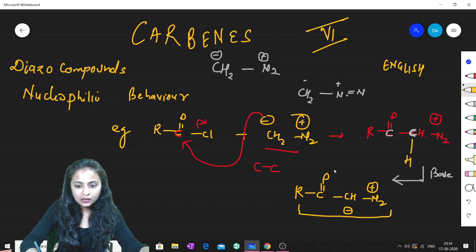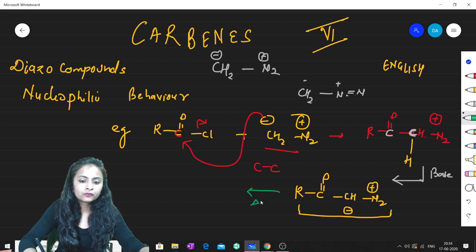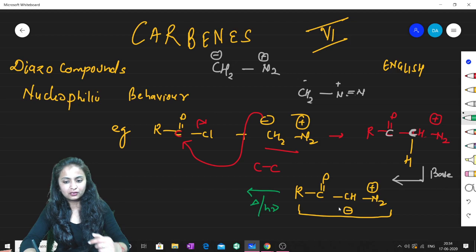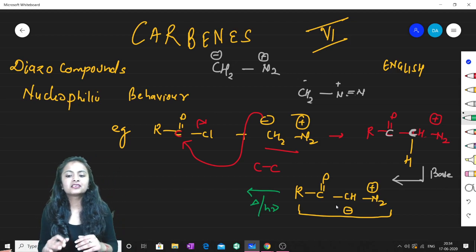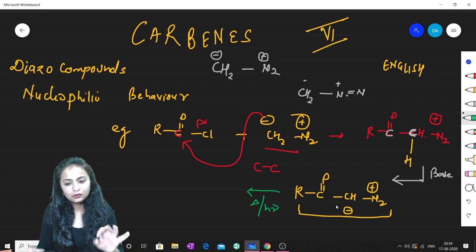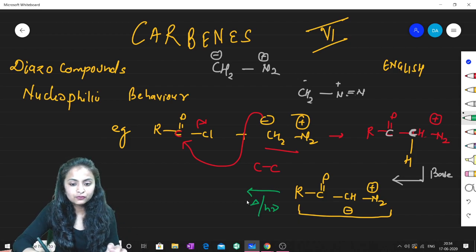Once this part is formed, if I just heat it, or if I provide it with any sort of light, otherwise it can undergo rearrangement also. There can be Wolff rearrangement and there will be the formation of a ketene, but at present I don't want ketene. What I want is carbene.